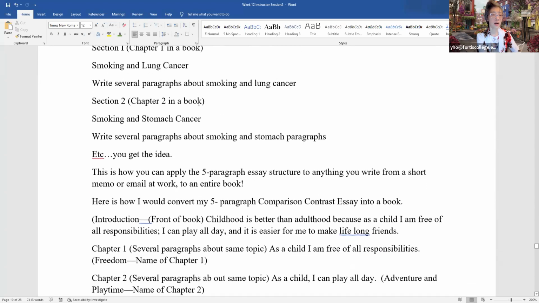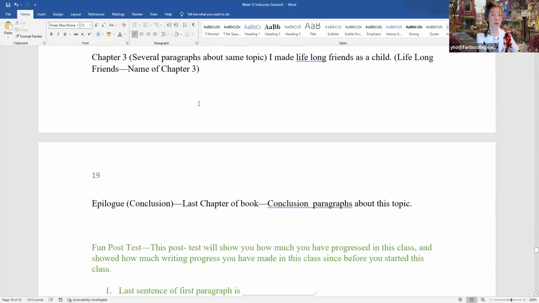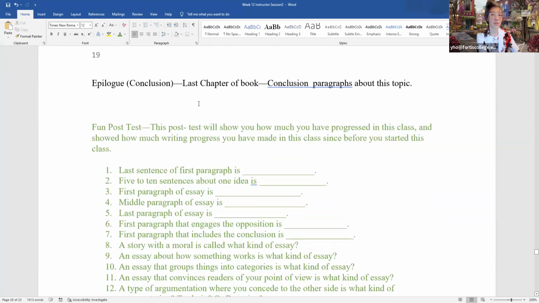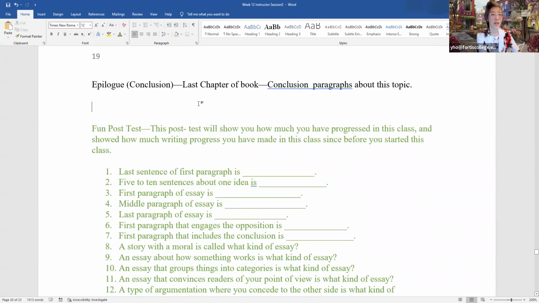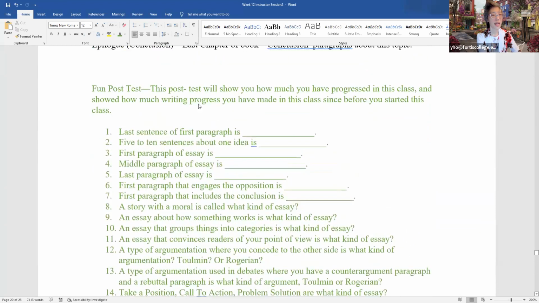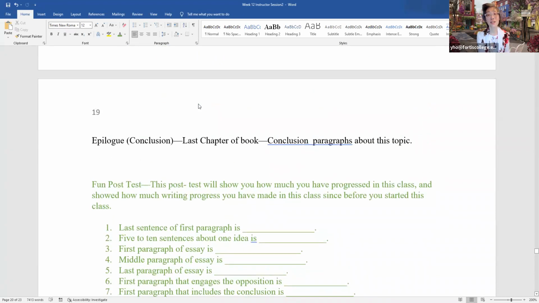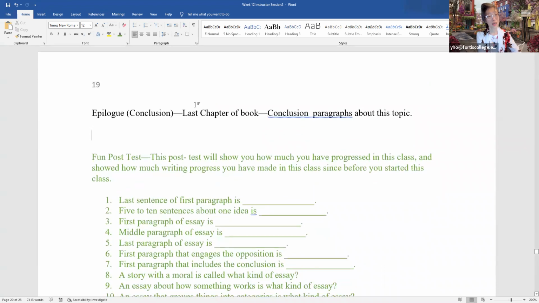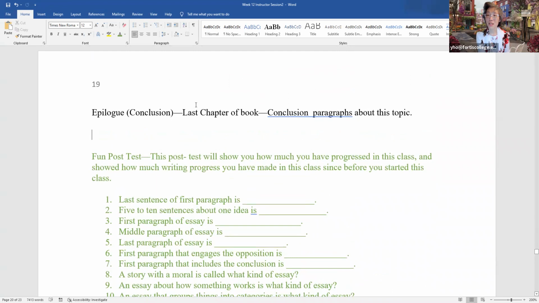and so here you have the examples, several paragraphs, chapter 1, chapter 2, chapter 3, chapter 4, chapter 5. We'll do a few, and so that's it. That's the end of this lecture. And I want you to just take 2 or 3 minutes to take this fun post-test to show how much you have progressed in this class, that you didn't know any of this before you started this class.